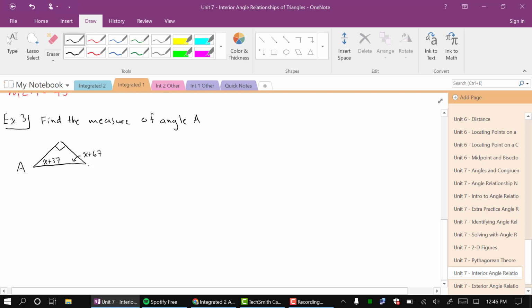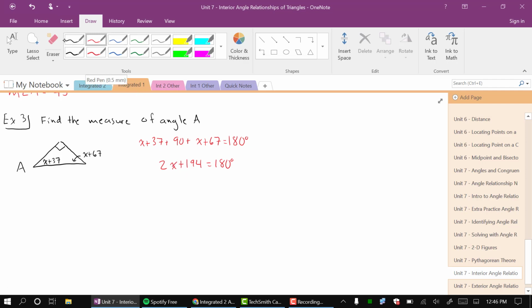So again, looking at this, I can't tell what x is. So I'm going to have to put this into the formula. So sum the three angles up. So x plus 37 plus, as I said, this is 90 degrees, 90, plus x plus 67 equals 180 degrees. So add 37, 90, and 67. That gives you 194 equals 180 degrees. X and x is 2x. So let's solve this equation right here.